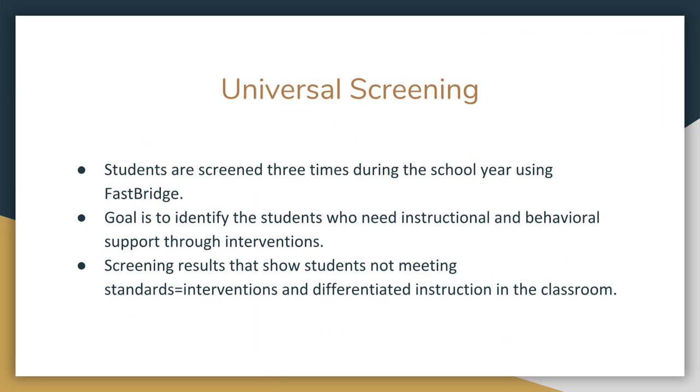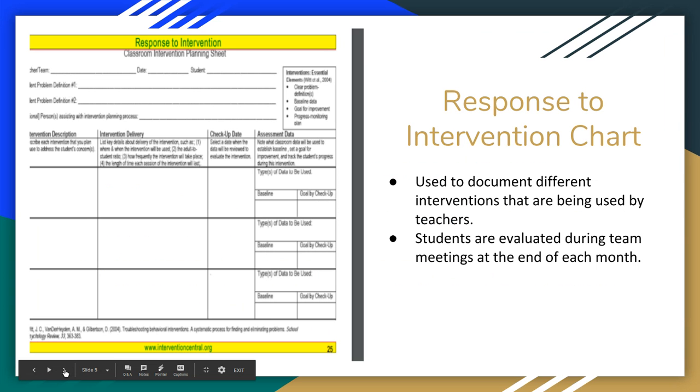The universal screening process allows students to be screened 3 times during the school year using a program called FastBridge. The goal of this program is to identify the students who need instructional and behavioral support through interventions. The screening results show the students that are not meeting the standards who will need interventions and differentiated instruction within the classroom. The following form allows teachers to record interventions that are being used by the teacher in the classroom or outside of the classroom.